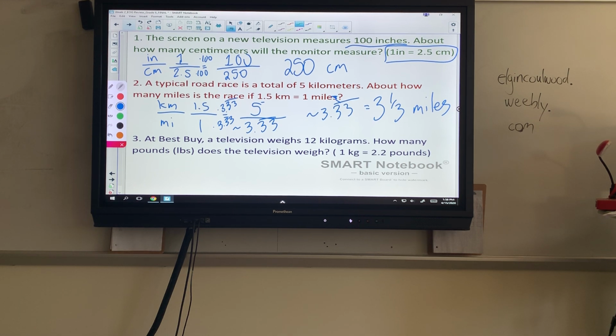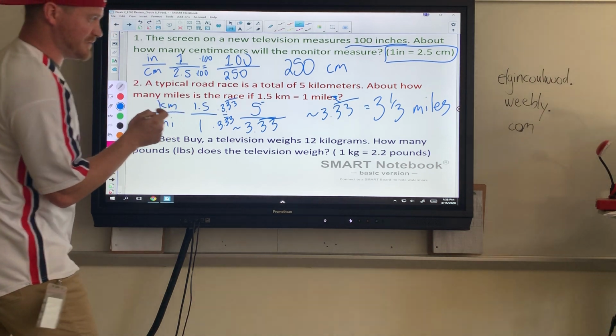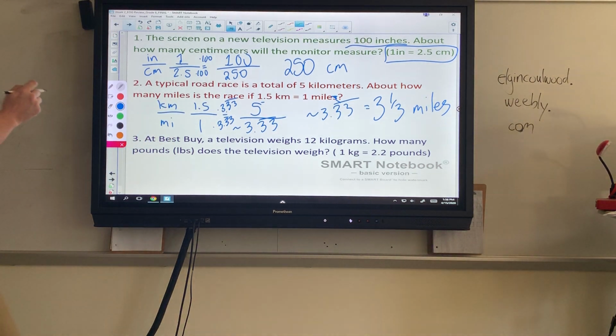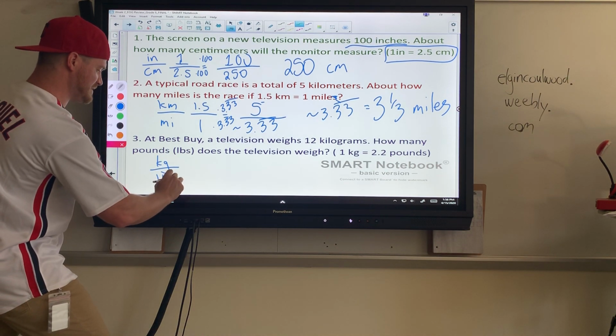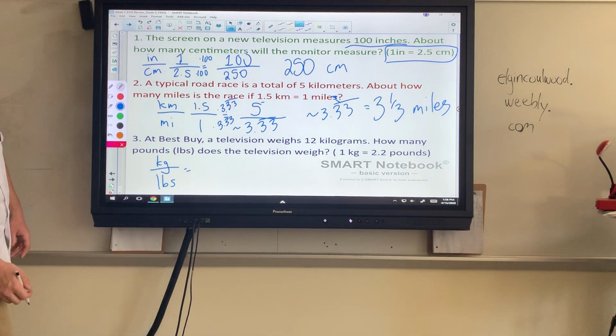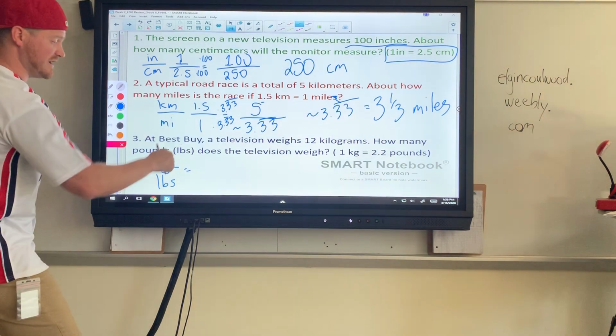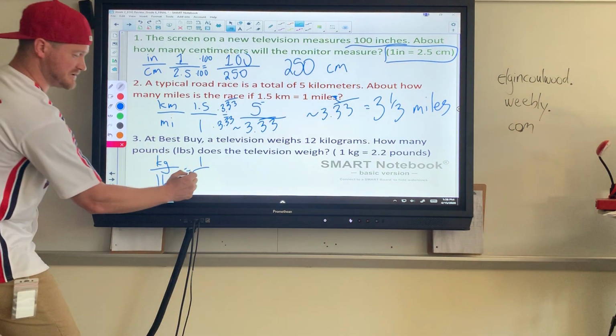Last but not least, at Best Buy, a television weighs 12 kilograms. How many pounds would this television weigh? So we have 1 kilogram equals 2.2 pounds. That's our ticket. We got kilograms over pounds, which is LBS. Plug in the corresponding values. We have 1 kilogram equals 2.2.